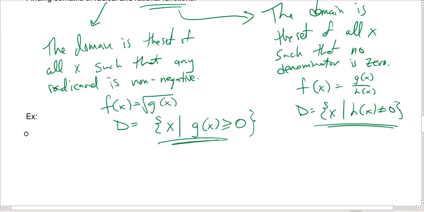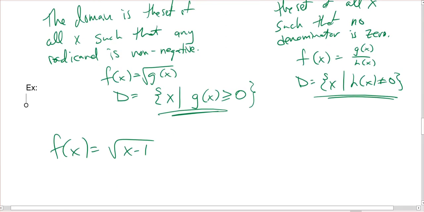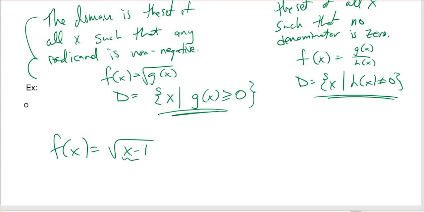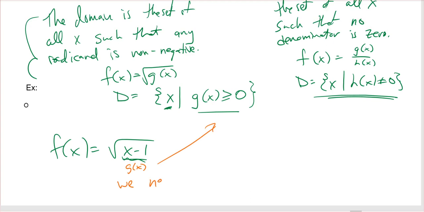So let's have some examples. Maybe if we have f of x is x minus 1 under the square root. Well, what are we going to do here? It's a radical, so we need the stuff under here to be bigger than or equal to 0. So our domain is going to be the set of all real numbers such that that thing is true. So we need x minus 1 larger than or equal to 0.